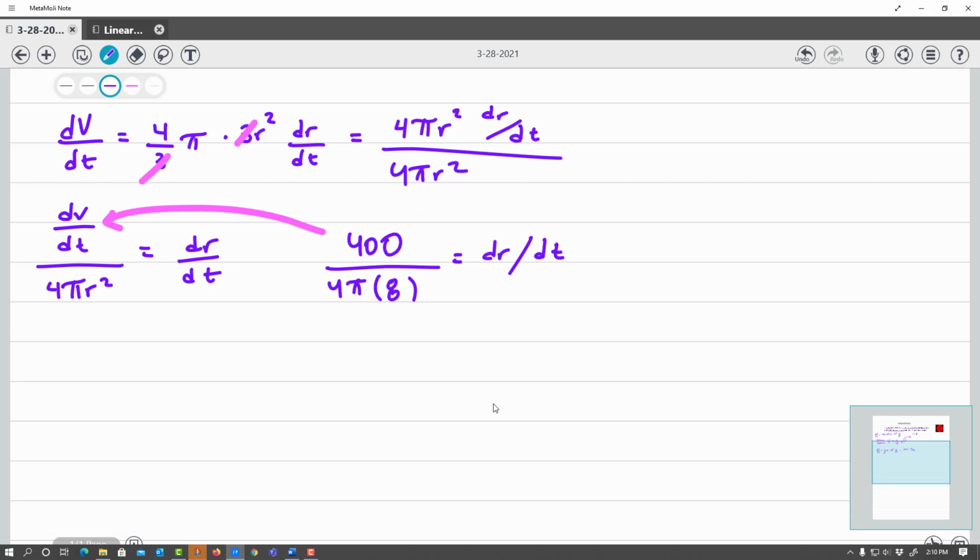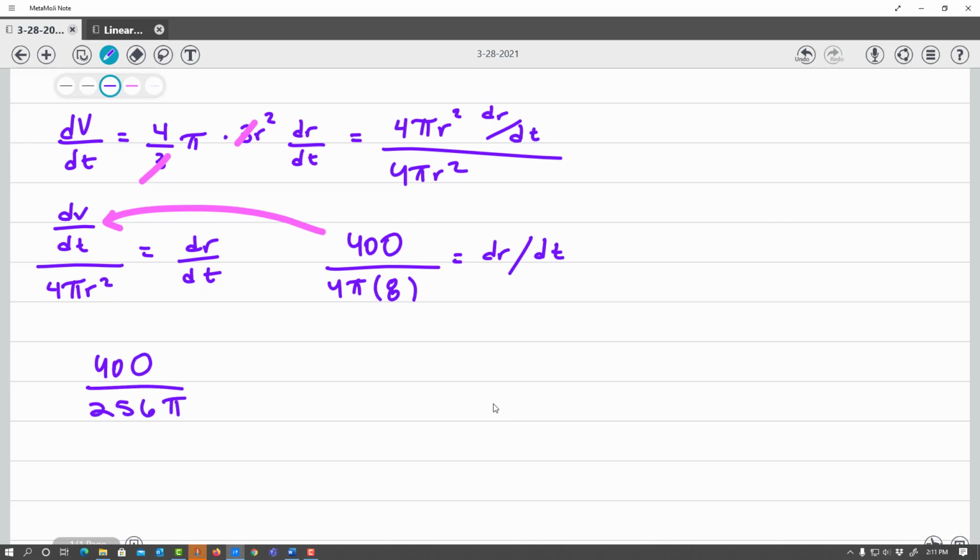And then, of course, I multiply all this out, and I can reduce it. So I get 400 over 256 pi, or 25 over 16 pi, which is saying when the volume is increasing at 400 cubic inches per minute and the radius is 8 inches, then the radius is increasing at a rate of 25 over 16 pi inches per minute.